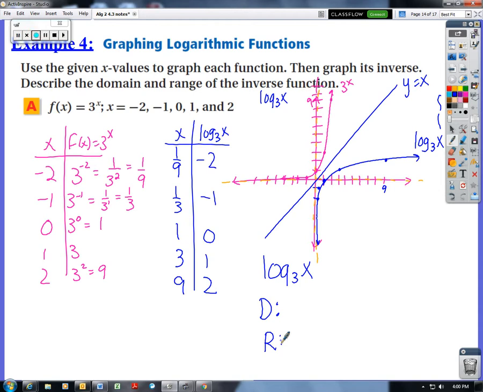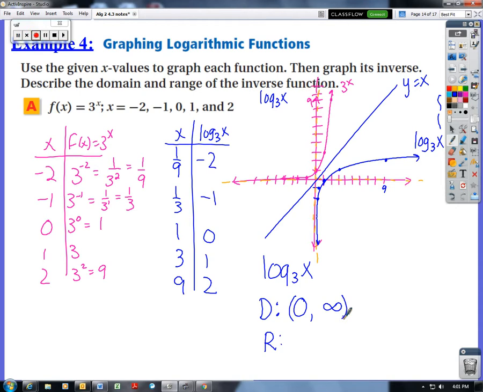Domain are the x's. If you look at the blue curve, what's the smallest x? Well, it's never going to get past this orange asymptote here. Is it ever going to reach the asymptote? No. So it's never going to reach 0, but it's going to approach 0. So 0 is going to be our initial x, but because it doesn't actually reach it, we need a parenthesis. And then the largest x, well, it goes forever to the right, so it's going to be infinity.